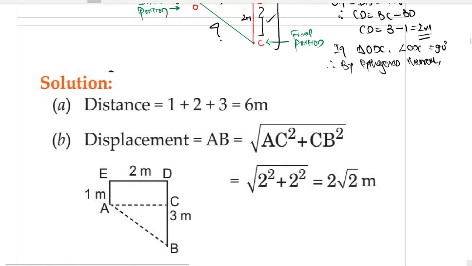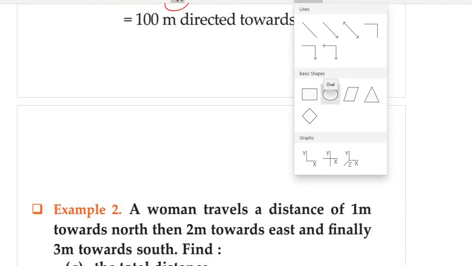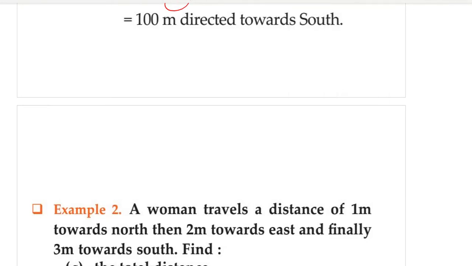Before we go over here, I just want to take one more tiny example. Just imagine that there is a circular path. Can I draw a circle over here? They're saying oval. Okay, this is a circular path. This is perfect.